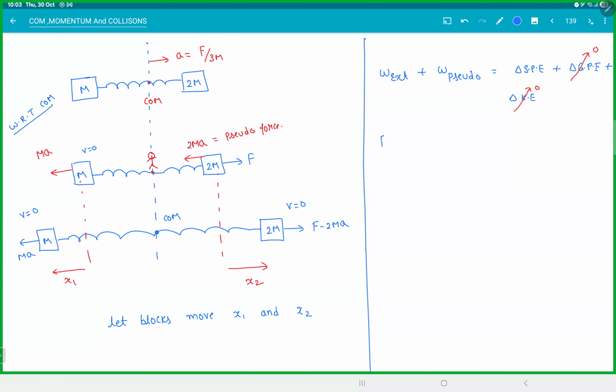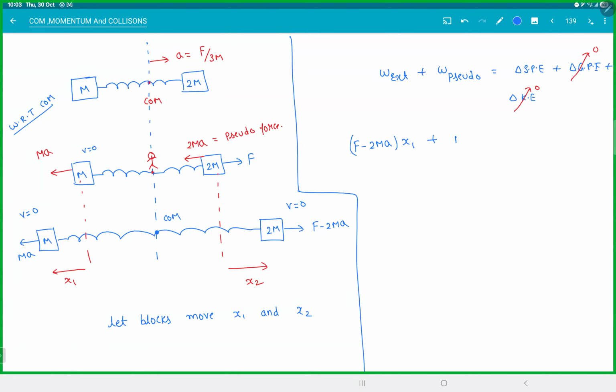So what's the total work done? F minus 2ma into x1, so force into displacement, and this ma on the other block into, sorry, this is x2, is equal to, what is the total elongation in the spring? Think about this. If that block goes x2 and this block goes x1, then the elongation must be x1 plus x2. This is half k (x1 plus x2) whole square.